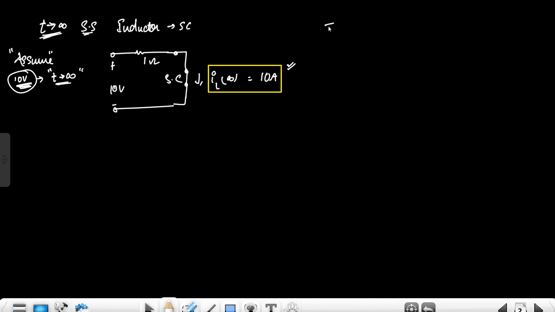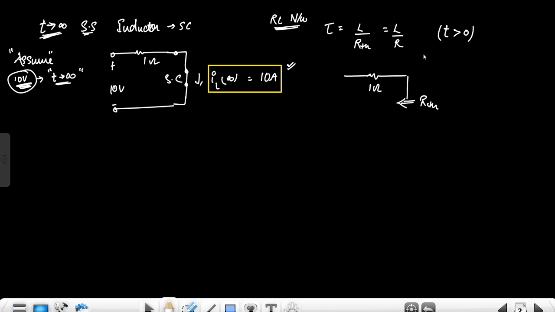Now the time constant. For an RL network the time constant is L by RTh. Here there is a single resistor, so it will simply be L by R, and the time constant is always calculated for the circuit for the time instant t greater than 0. Whenever we find RTh, we remove the input, and from the inductor terminals we see the RTh, which is simply 1 ohm here. L is 1 Henry, so the time constant is 1 second.